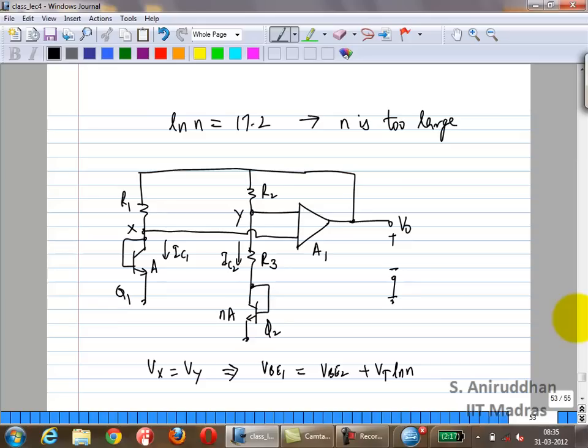Okay, so what else does this need? Suppose you want to implement this in CMOS. What is the problem? Of course, you don't have NPNs in CMOS processes. Okay, what you have are actually PNPs.